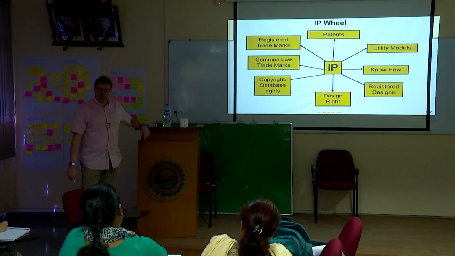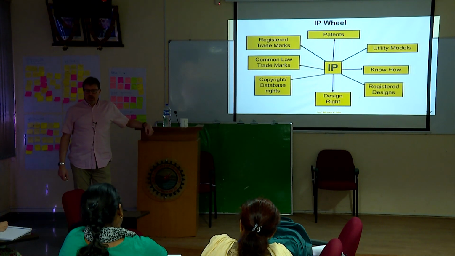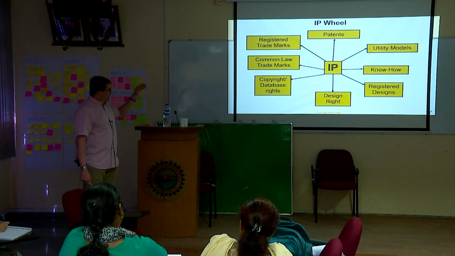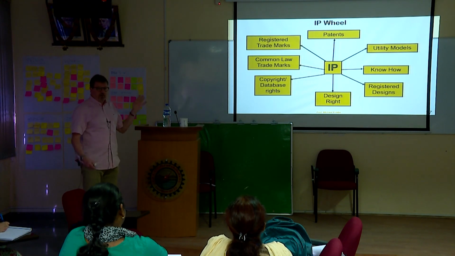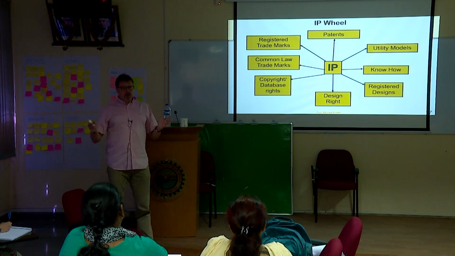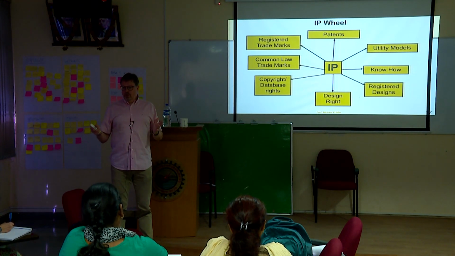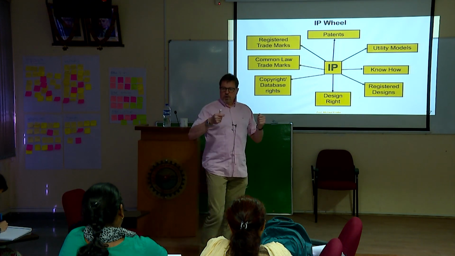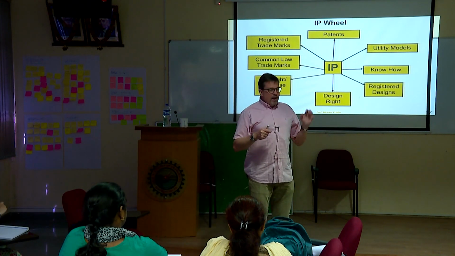So here's a little bit of what the IP role looks like. There's a lot of things involved. Registered trademark, common law, copyright, design rights. Design rights, for example, is an architect has a design right. So when there's a competition and architects put in their drawings, they have a right.